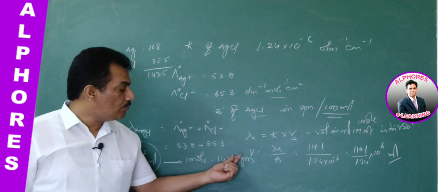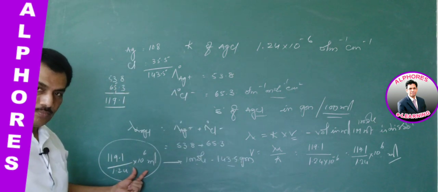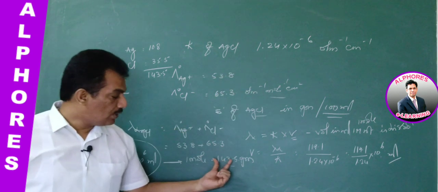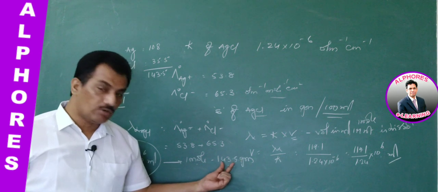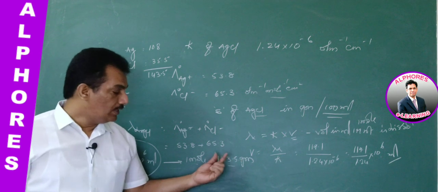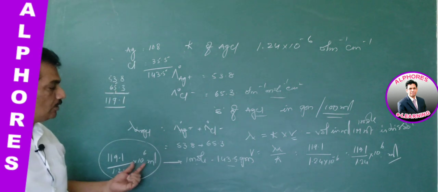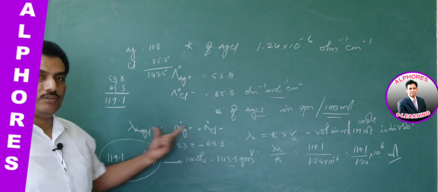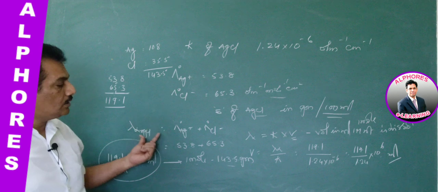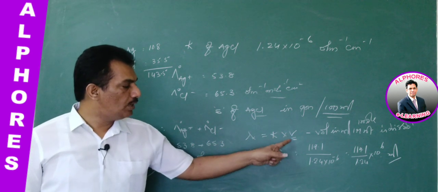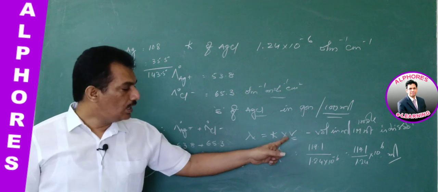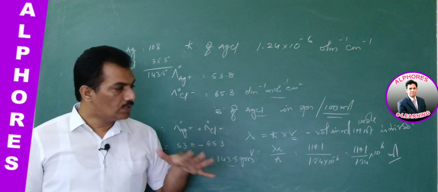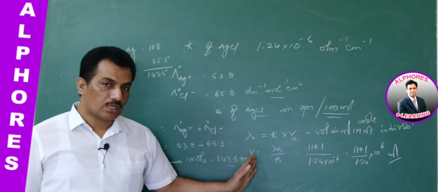When 143.5 grams is present in this much ml, how much is present in 100 ml? Clear? 143.5 grams is 1 mole, the molecular weight of AgCl. This amount is present in the volume measured from this application of Kohlrausch's law. These two give the conductance at infinite dilution, and the equivalent conductance is kappa into V. Already we know this formula. And here V is the volume where one equivalent weight, or 1 mole, is completely dissolved.